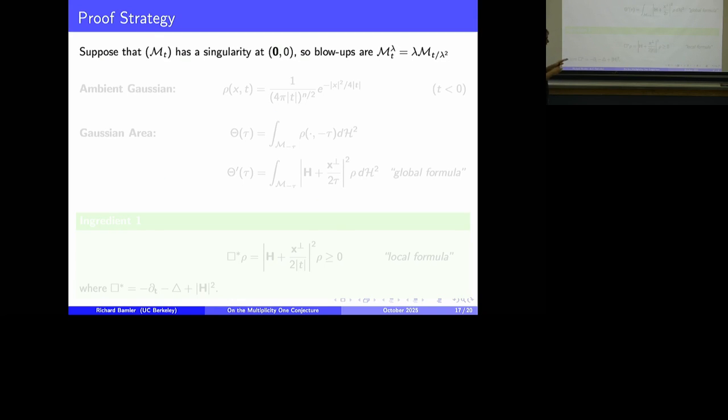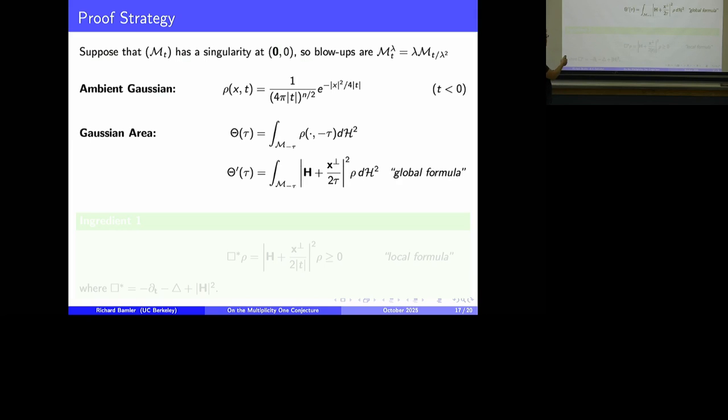Okay, so let me now tell you 3 ingredients that go into the proof, and let me show you how they're going to work out. Okay? First of all, let me remind you of this idea of the Gaussian area. So again, we're taking the ambient Gaussian, and we assume that we have a singularity at time 0 and at the origin for simplicity.